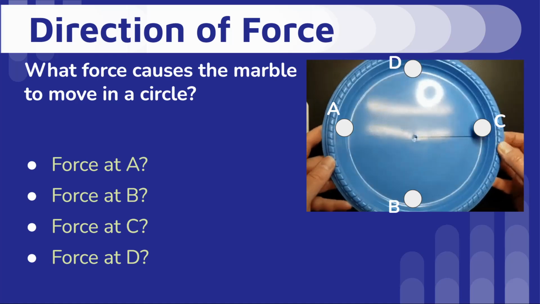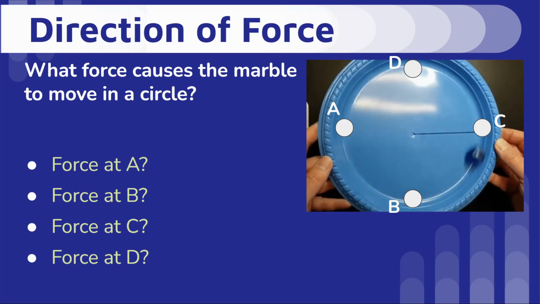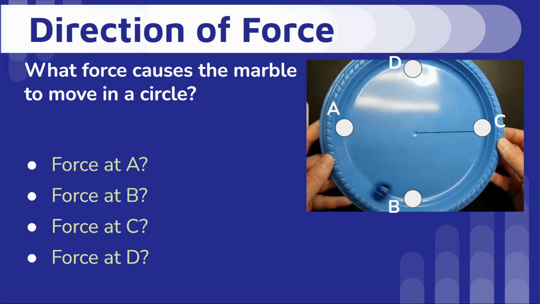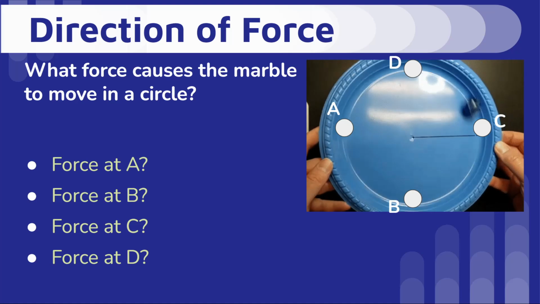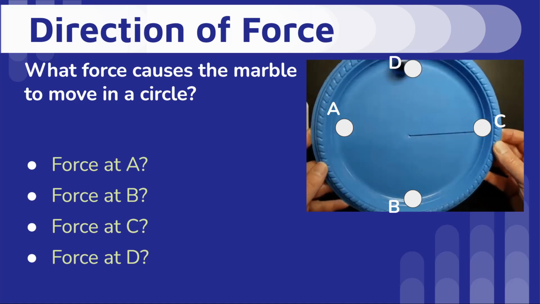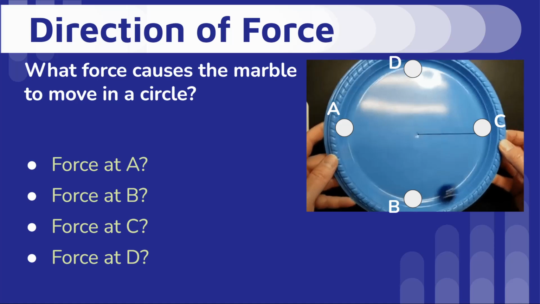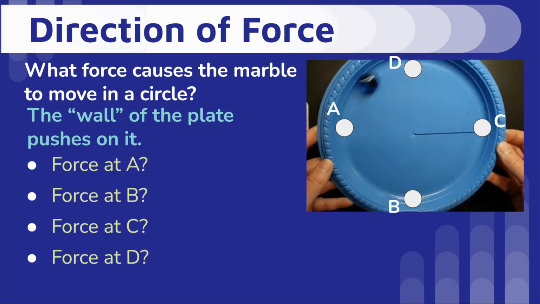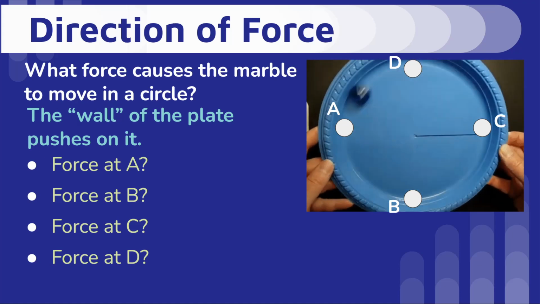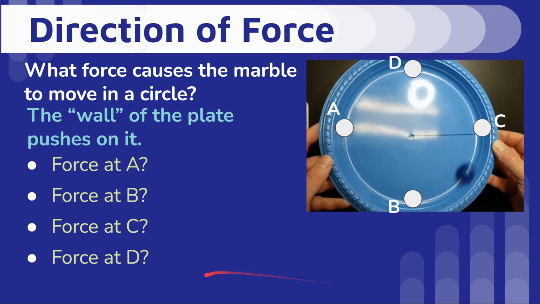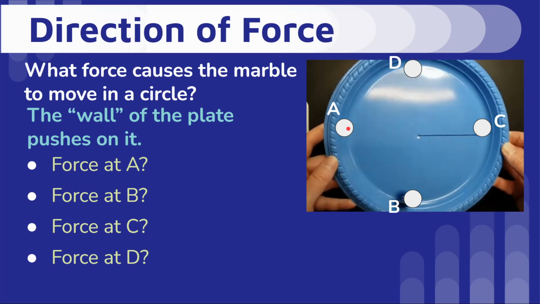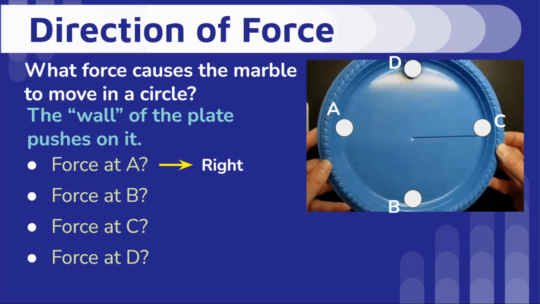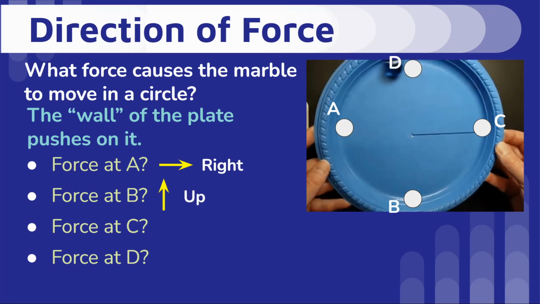It's not gravity. It was for the moon, but not for this example. Why is the marble turning? Because the plate is pushing against it. There's like a wall on the plate, right? Yes. Okay, and so the force is the wall of the plate that is pushing inward on it. So at point A, that wall of the plate would be pushing to the right. What about at point B? Up. See? Left. This should look familiar.